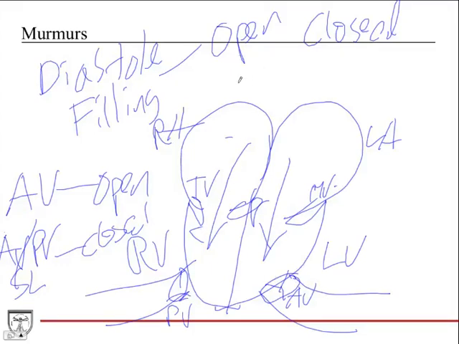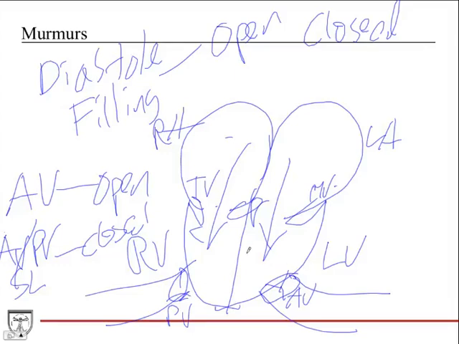So as far as murmurs go, if you have a diastolic murmur, it's going to be caused by a valve that, when it should be open, it's stenotic. So either tricuspid stenosis or mitral valve stenosis. Or it's going to be caused by a valve that should be closed when it's actually open. So it's going to be a regurgitant. So aortic valve regurgitation or pulmonic valve regurgitation. That's what you're going to hear in diastole.